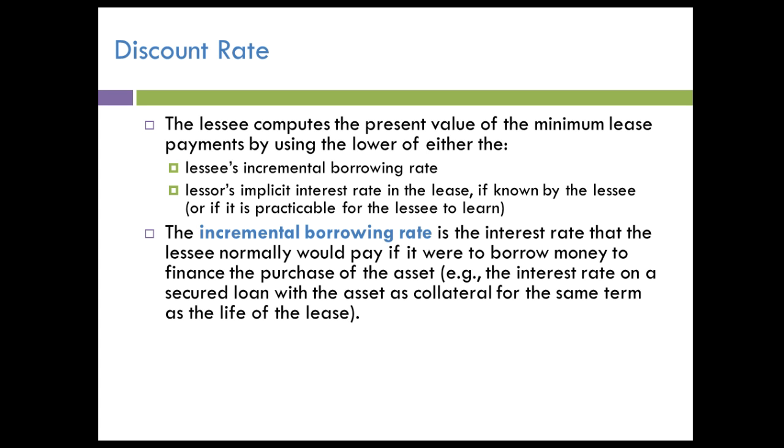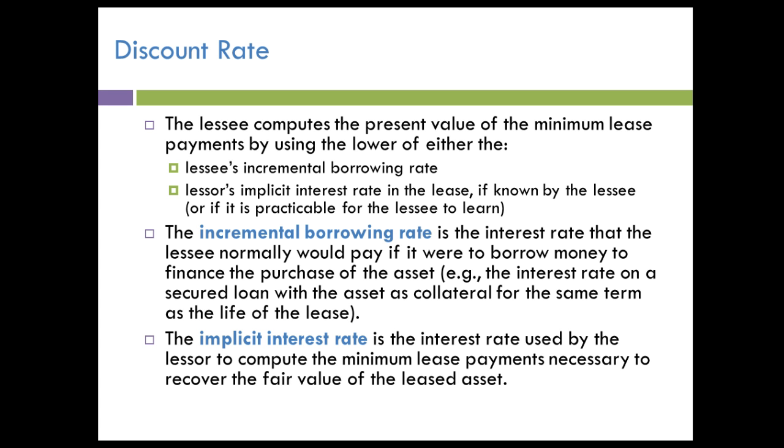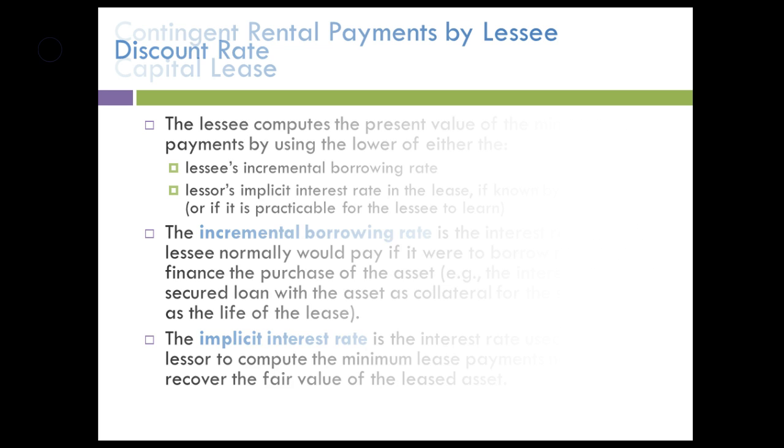Now this incremental borrowing rate is the interest rate the lessee would normally pay if it were to borrow money to finance the purchase of an asset. So basically it's based on a secured loan with the asset as collateral. The implicit rate is the interest rate used by the lessor to compute the minimum lease payments necessary to recover the fair value of the leased asset.